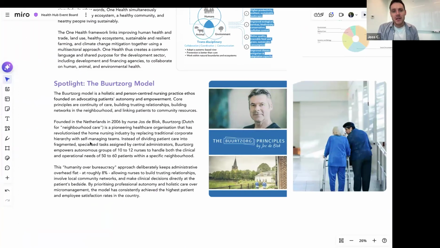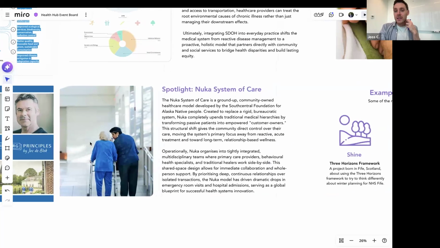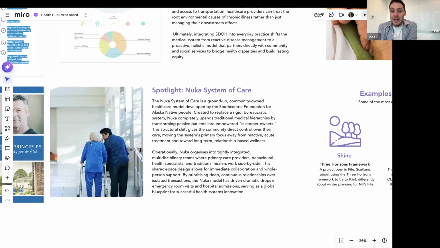Maybe you've heard of this Buurtzorg model in the Netherlands, quite famous model, neighborhood care system that has expanded substantially to be able to offer a much better and cheaper quality care in the Netherlands than a conventional system. Another interesting one, Nuka in Alaska, and it's a ground-up community-owned healthcare model developed by the South Central Foundation for Alaskan Native People.